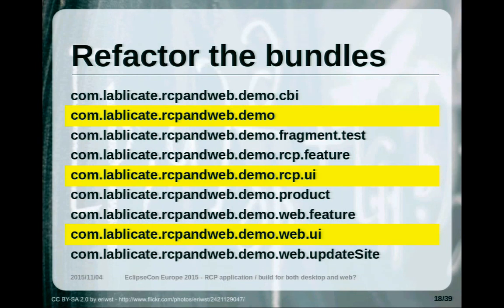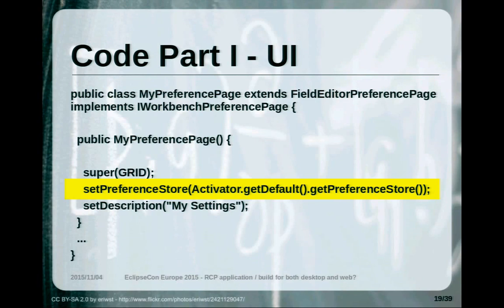Before I show you the slides, it's very important, if you go along with this approach, that you separate your bundles into model, what you see here, demo. There's where all your business logic is placed, and into your UI bundles, this one, demo RCP UI and demo web UI. So we have a clear separation, and that's very, very important to do. And now let's have a look at the first part of the UI, the preference page.